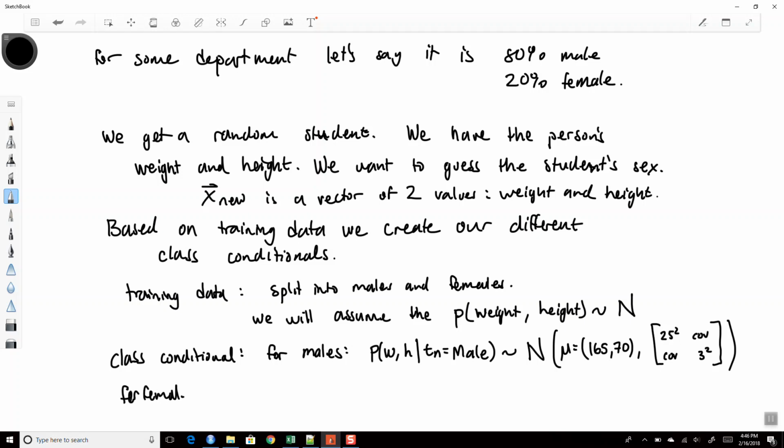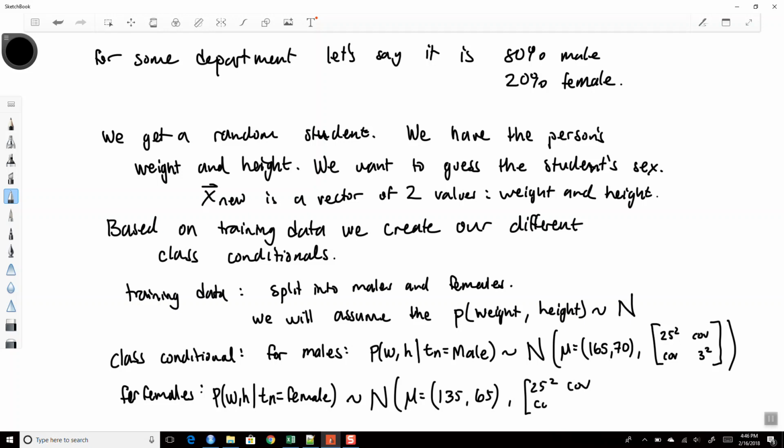Again, recognizing that we have simplified life by saying only two classes. Okay, and so then we'll have a normal distribution where the mean is 135 and 65, I don't know, I'm making stuff up again, and 25, so covariance, and 2.5, I don't know. Okay, so this is just based on your training data, right?